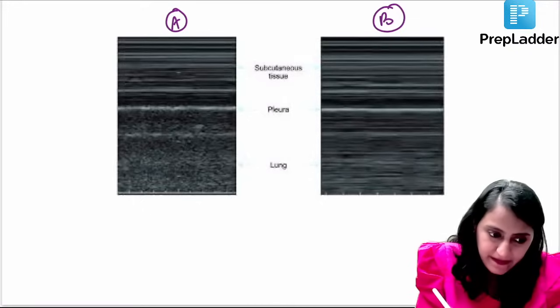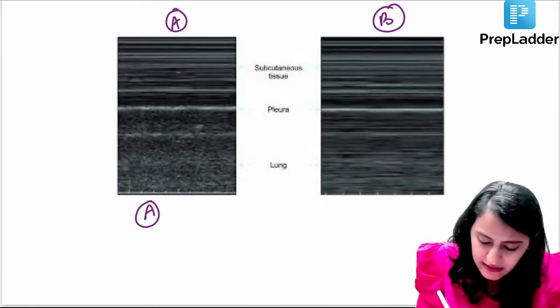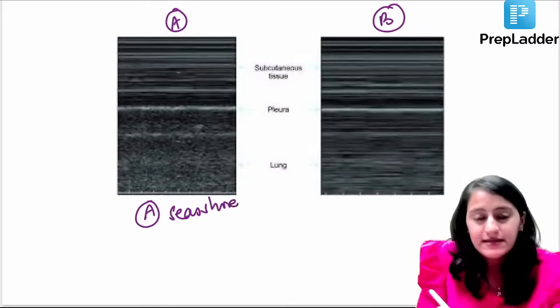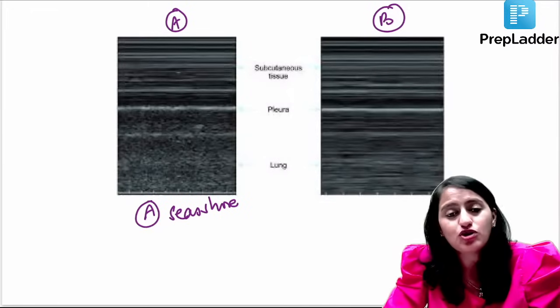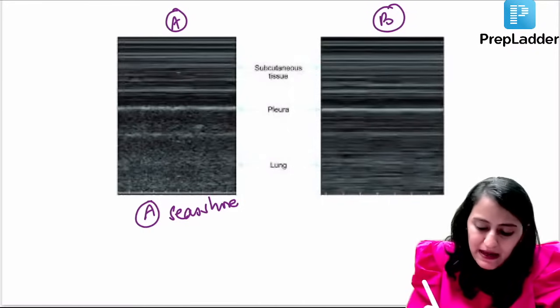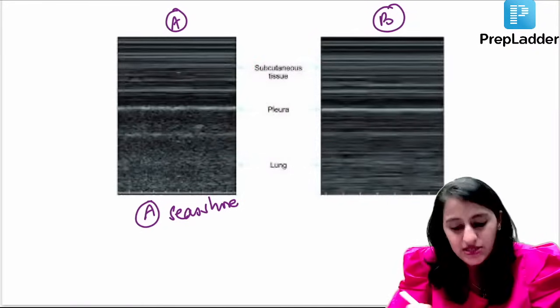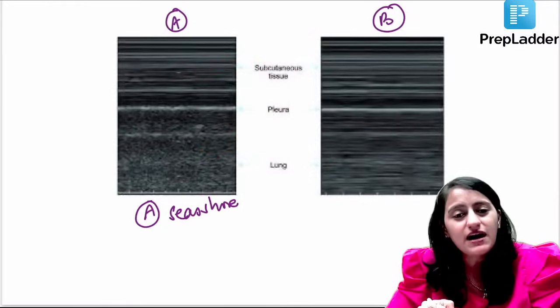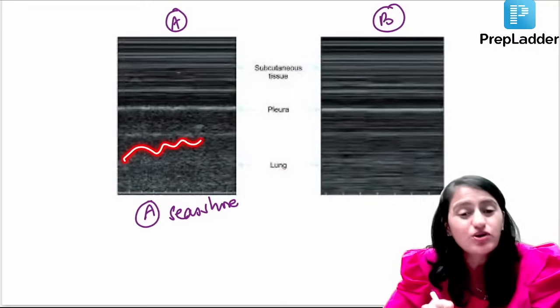Very good. A is normal. This is the seashore sign. Now, whenever you have to identify the seashore or barcode, look at the lower half of the image and compare it with the upper half of the image. It is looking different from the upper half. This is the seashore, giving more granular appearance.